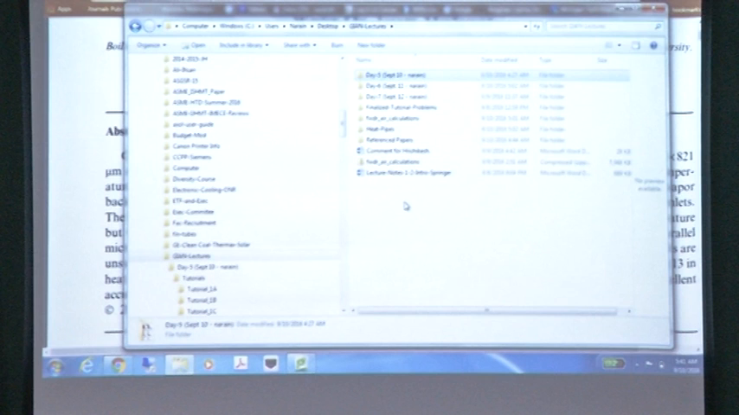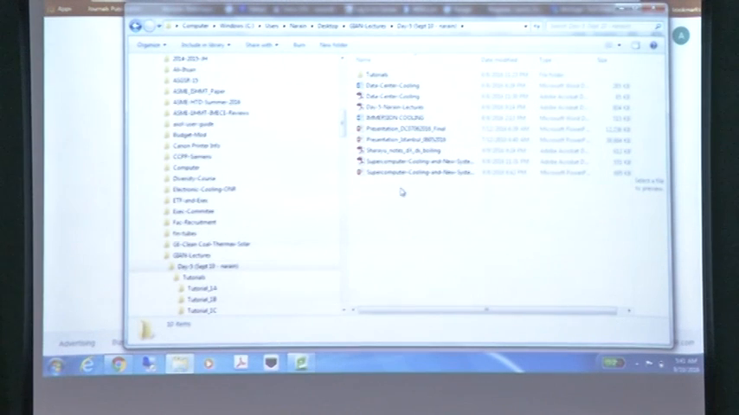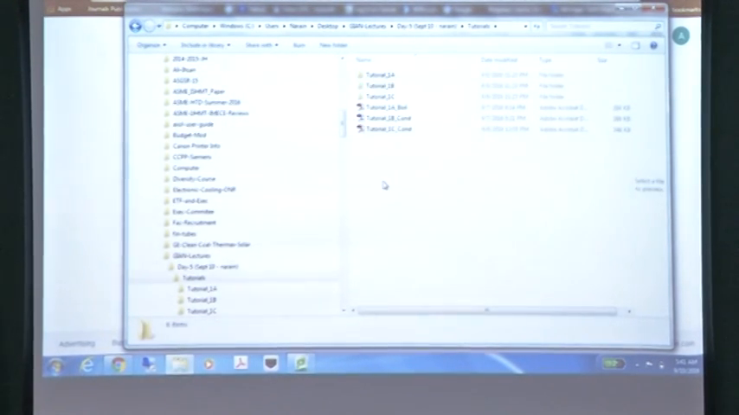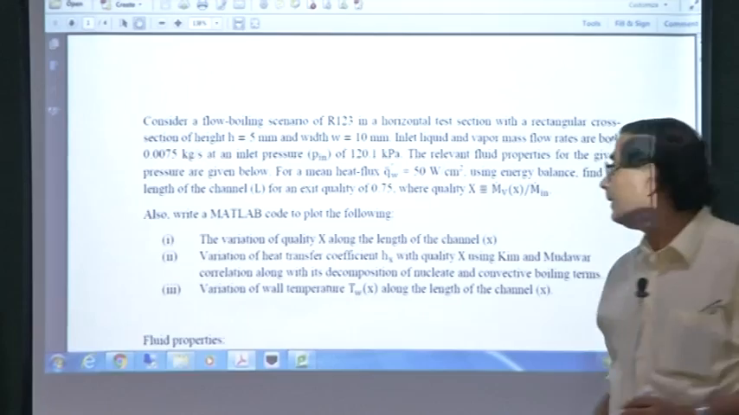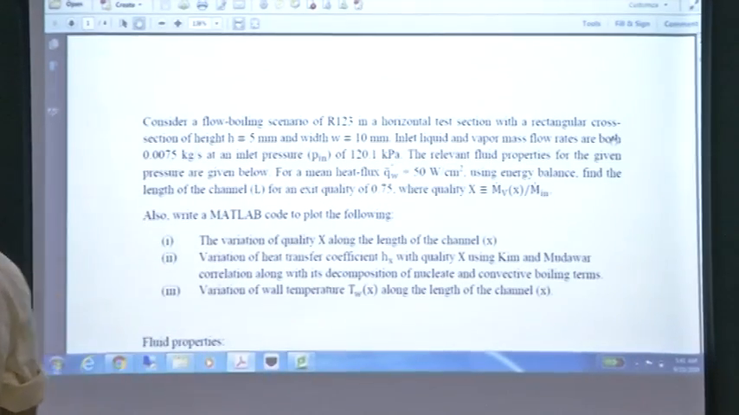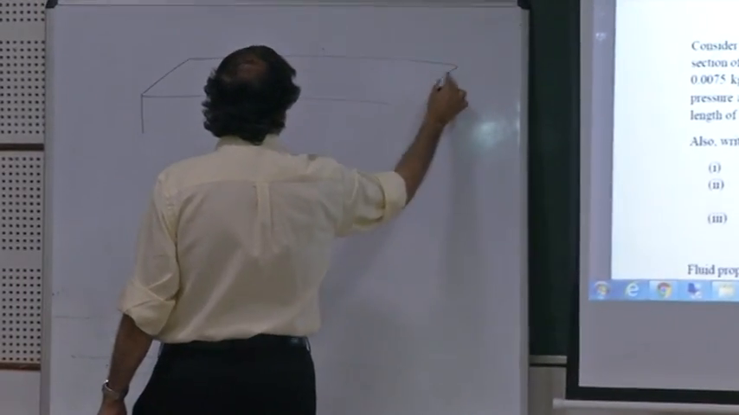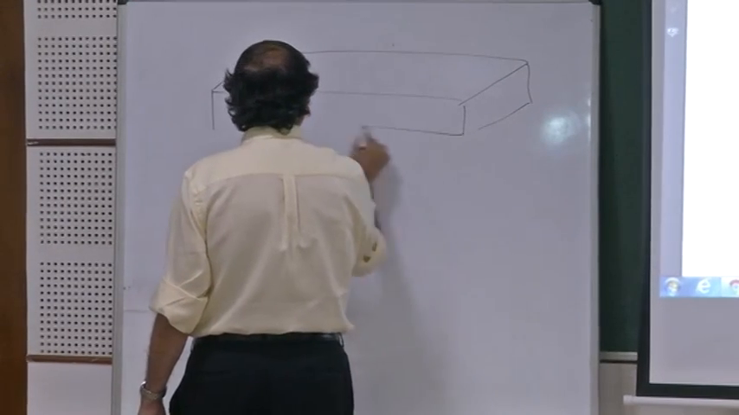Okay, with that I will proceed to somewhat newer stuff and go to look at a few problems to discuss how we compute. So let me look at a boiling flow heat transfer coefficient problem, and as I read it I will write some things here. You have a rectangular cross section horizontal flow boiler.